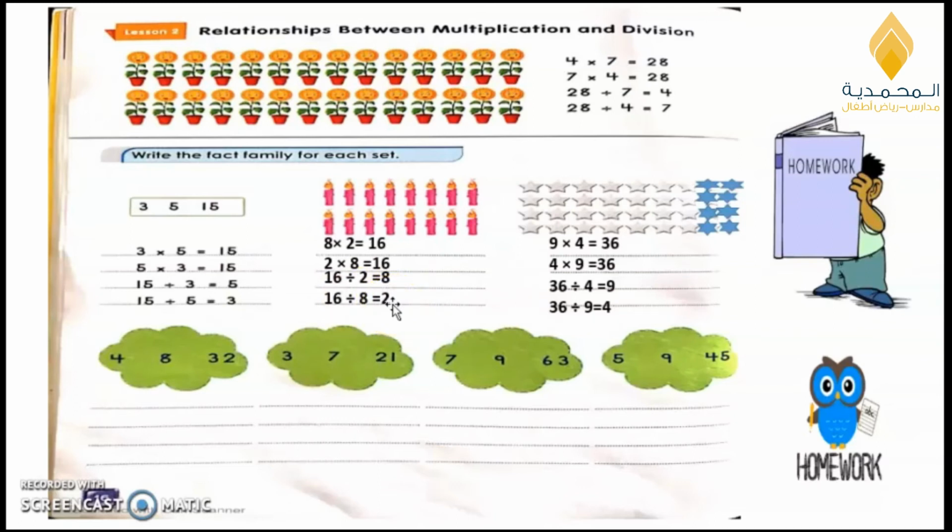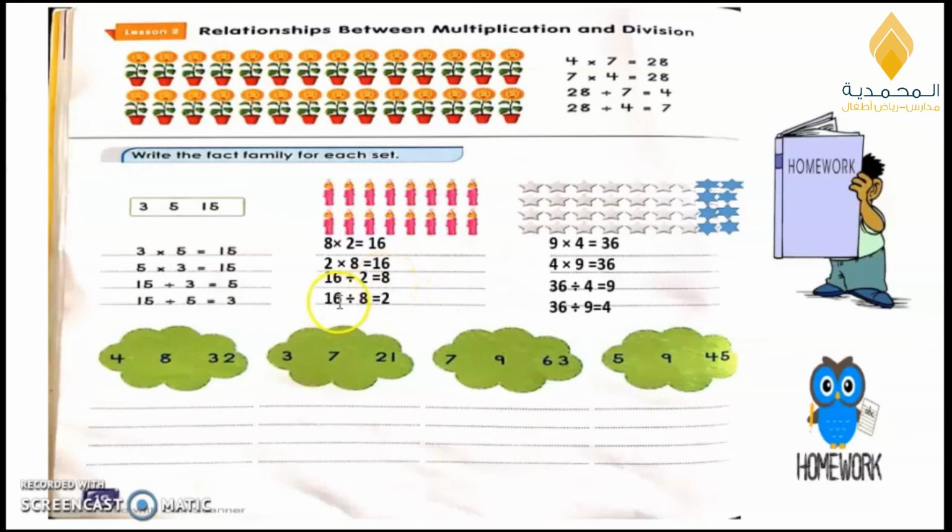Or simply, students, look, these are 16 candles. If you put, look, 16 divided by 2, if I put each 2 candles in one group, okay, look, 1, 2, 3, 4, 5, 6, 7, 8. So we made 8 groups. Each group contains 2 candles. So the answer is 2.